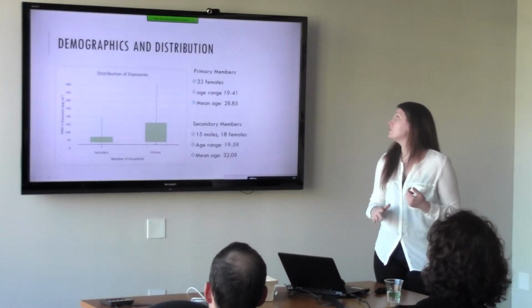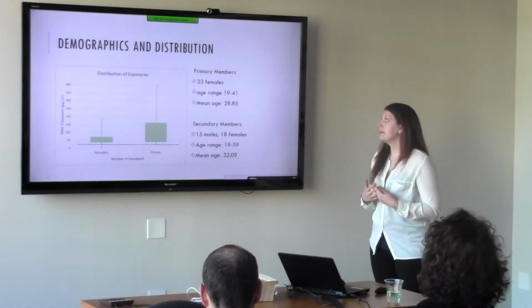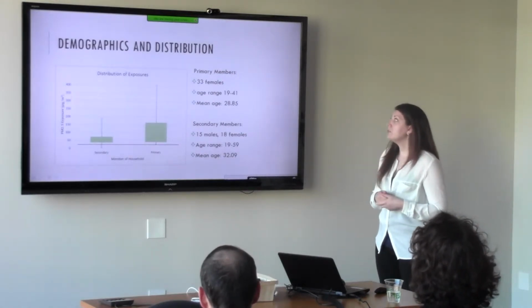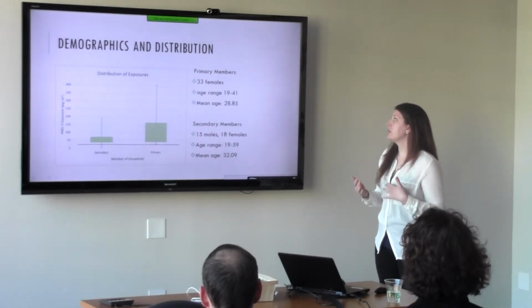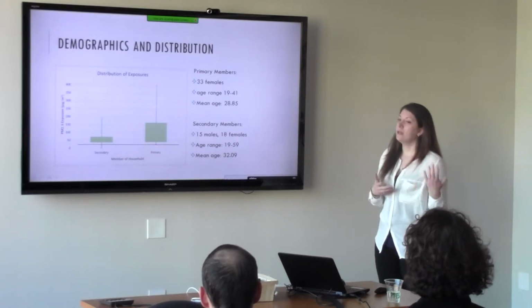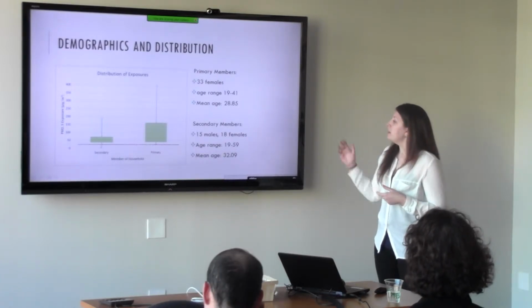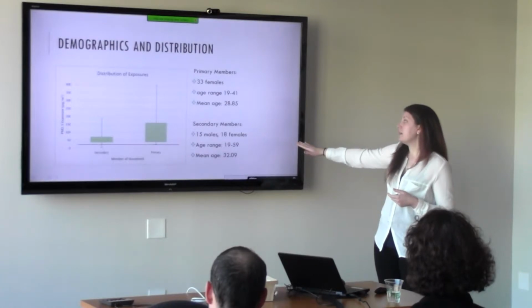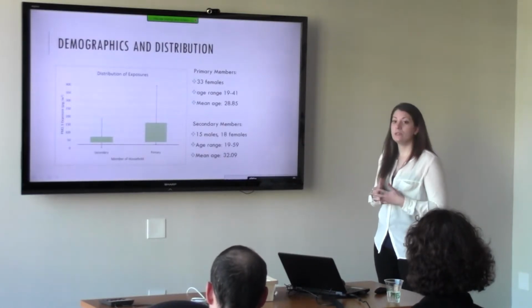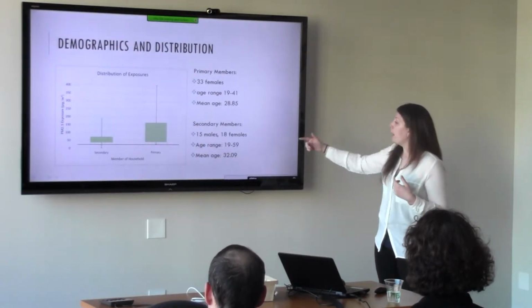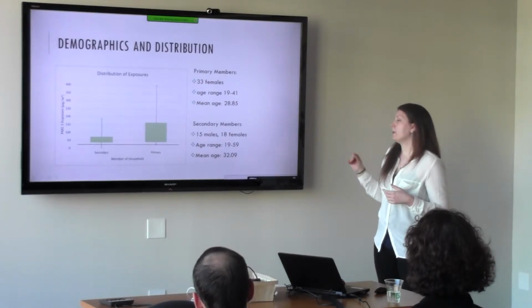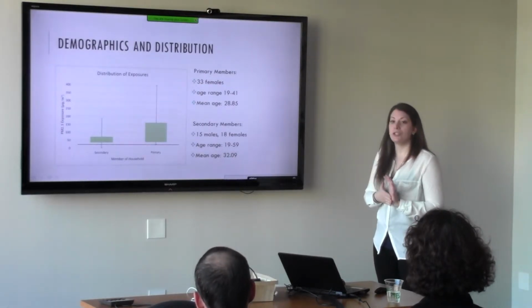Okay, so the first thing is just some basic info here. Like I said, 33 females were primary members. Their ages ranged from 19 to 41, and the mean was right around 28. The secondary members had 15 males and 18 females, so pretty close to an even split despite the small sample size. Age range was very similar to the primary members, with just a slightly higher average age.